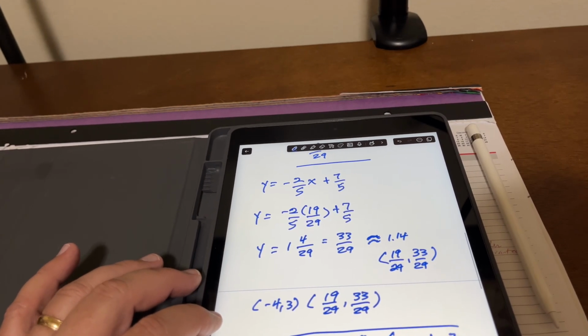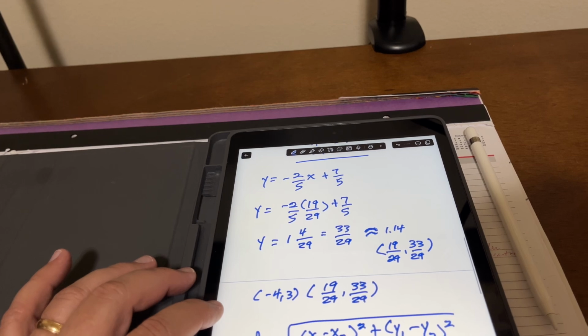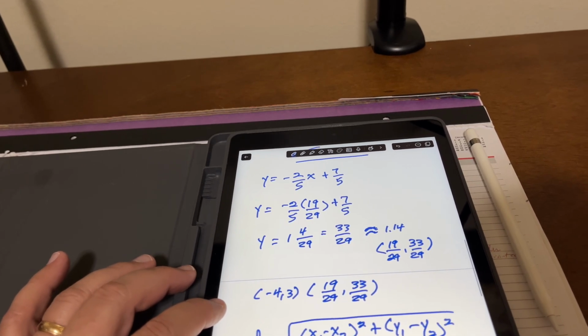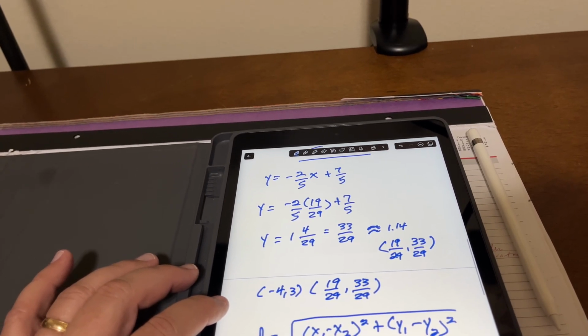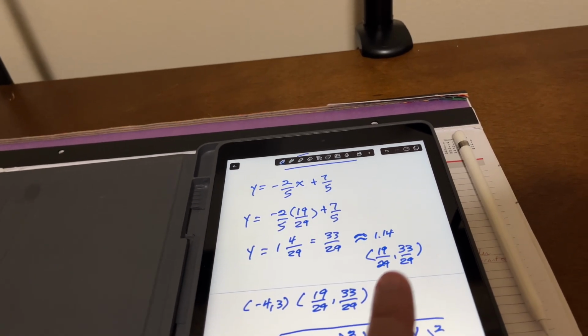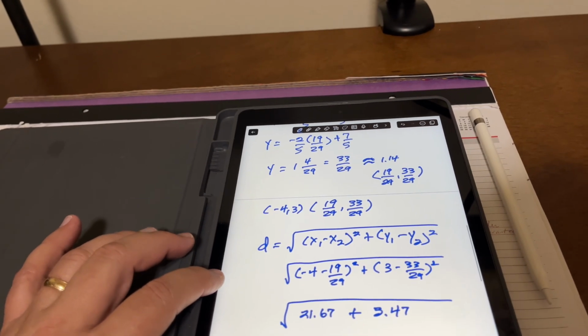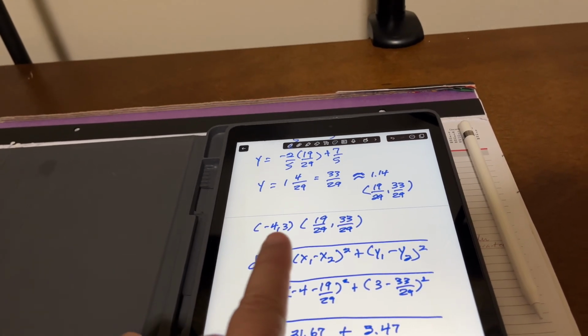So you might even at this point just want to convert everything to decimals. That might be easier. I was torn because I wanted to show you both ways. So I did both. But this is the ordered pair we're talking about. So essentially, we've gotten this down. We're almost at the end. We really just need to find the distance between these 2 points.